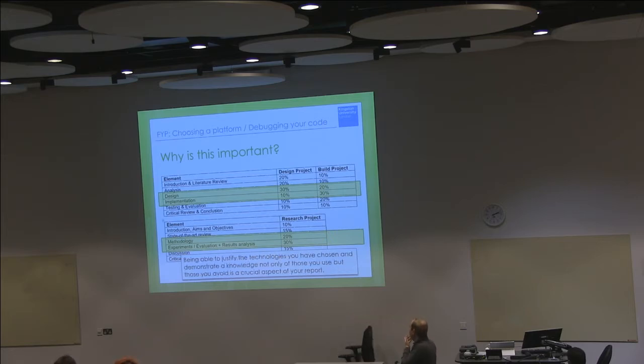Being able to justify the technologies you've chosen and demonstrate a knowledge of not only the technologies you use, but those you have chosen not to use, and being able to explain why you didn't use them, is a crucial aspect of your report. And chances are, it will come up at your Viva. If you don't talk about it in your report, then when you get Viva, chances are the examiners are going to say to you, either your supervisor or the second marker will say, well, you chose to use Wibbly Spang 7 for Windows. Why don't you use Flubble Wubble for Unix?